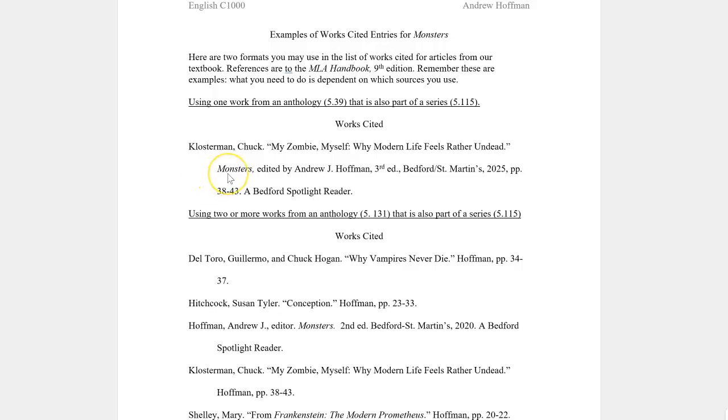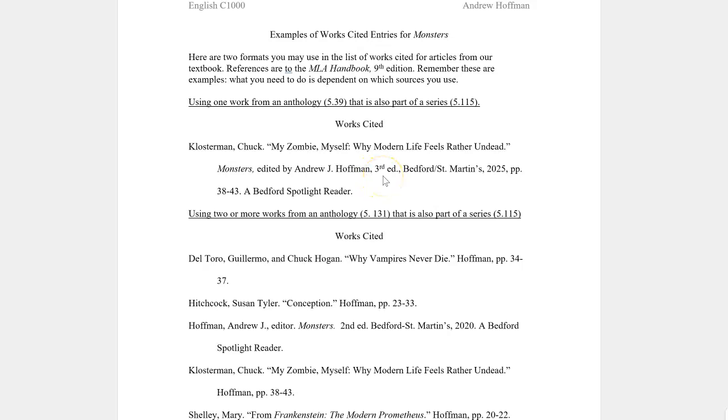Then you put the name of the anthology, which is just simply called Monsters. Now, the name of the anthology is italicized because it's basically the big book, or as MLA thinks of it, the container in which you find the article. Okay. Monsters, italicized. Now, there's a comma after Monsters, edited by somebody really smart who did the editing.